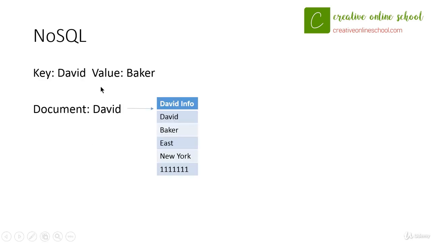So I just have the two simplest, the key value and the documents visualization for you. So for the key value, what you're going to simply do is put in the key David and you'll get a value Baker. And then with the document storage, if you put in the key David, you'll pull up a document with the information of David, where it'll have David Baker, maybe the street and city that he lives in, or a phone number.